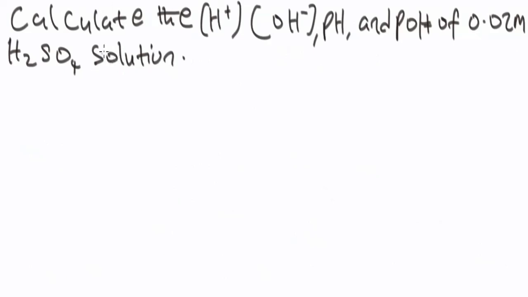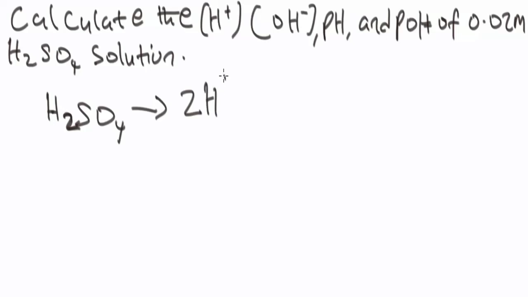Okay, so let's look at this question. It says calculate the hydrogen ion concentration, pH and pOH of 0.02 mole of tetraoxosulphate(VI) acid solution. Alright, so let's begin with this tetraoxosulphate(VI) acid, H2SO4. We decompose it to give 2 moles of hydrogen ion plus 1 mole of sulfate ion. Alright, so this is what we're going to have.